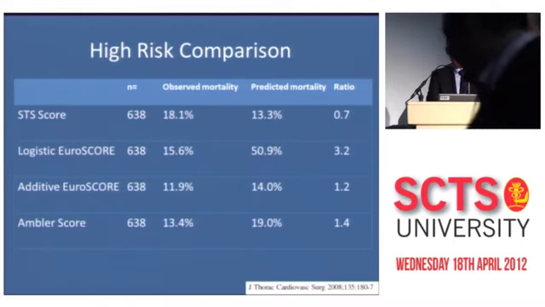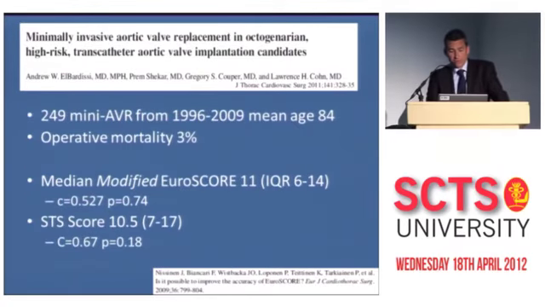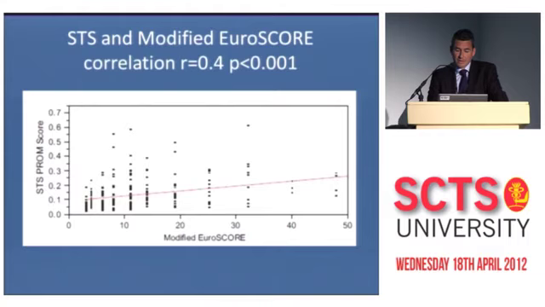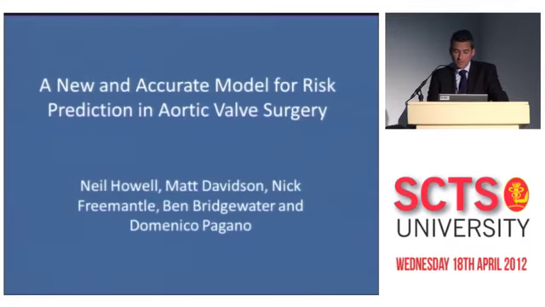But the logistic Euroscore, as you can see, was massively out. The additive Euroscore was significantly out, as was the Ambler score. And then we looked at some of the data from Dr. Cohen's group, and again we can see similar issues, even when it's gone down to minimally invasive viewpoints, in that the Euroscore really is failing to predict these high-risk patients adequately. So when we look at the ranked performance of scores for high-risk patients undergoing coronary surgery, the STS score is still felt to be a valid score. That's clearly a procedure-specific model, but the European-based scoring system seems to be failing us in this respect.